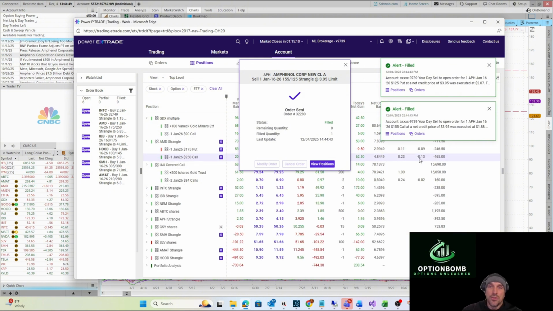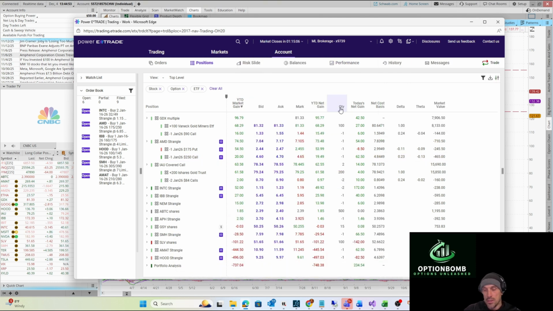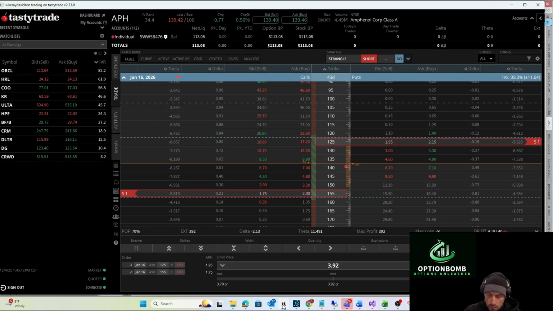Okay, so now what I like to do, and the way I keep track of my trades, is I use sticky notes. I'm old school, right? So I'm going to write APH. That didn't work. All right, so I write APH. I write 155, 125. Down in the bottom, I'm going to put the price that I got it at, so it's 3.95. And then up on the top of my sticky note, I write the IV rank, which was 34.4.